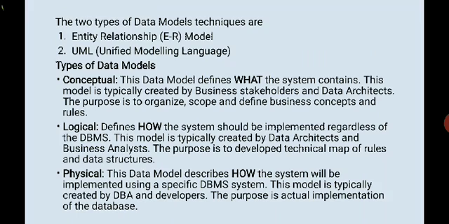So there are two types of data models, the entity relationship model and the UML model. We shall be coming to them later in the units, right? And there are different types of data model. What are the types? Conceptual, logical and physical. So what will the conceptual say? This data model defines what the system contains, right? So what my system will contain is actually defined by the conceptual model.